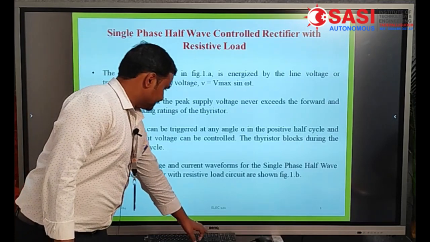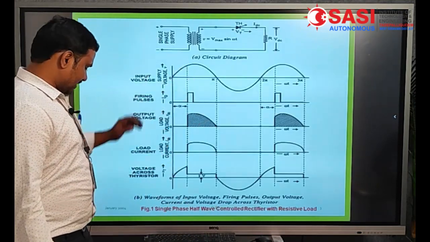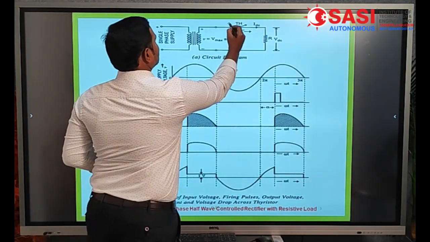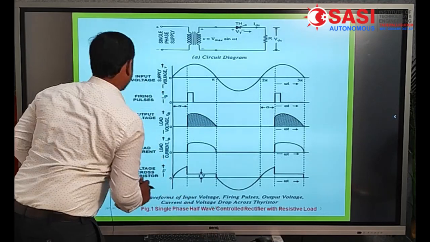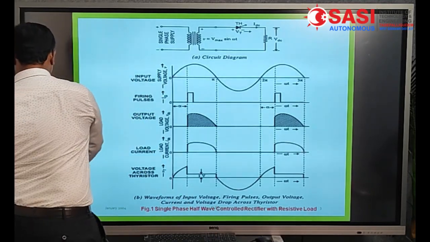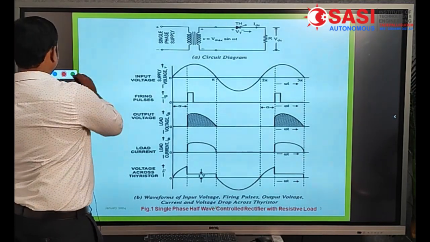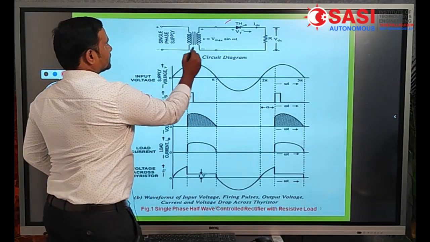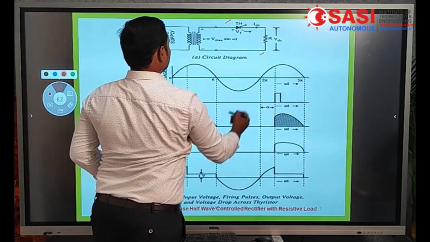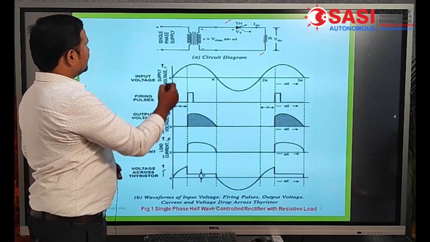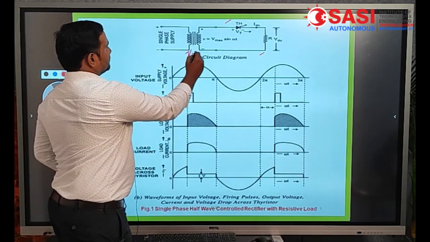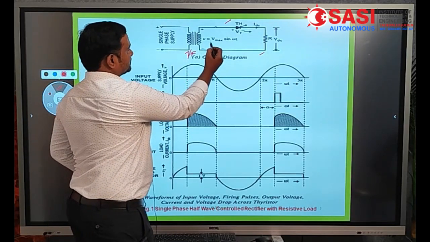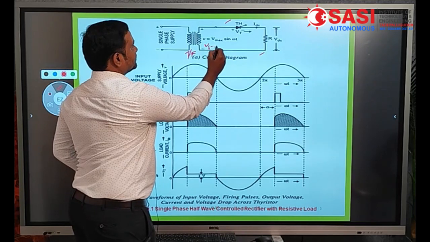The single phase half controlled rectifier circuit diagram looks like this. This is the thyristor switch, which is connected in series with the resistive load, and supply is given from the secondary of the transformer. The maximum voltage taken from this supply is Vs, that is Vm sin omega t.